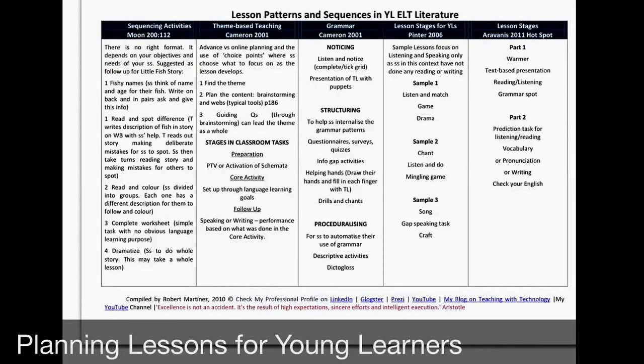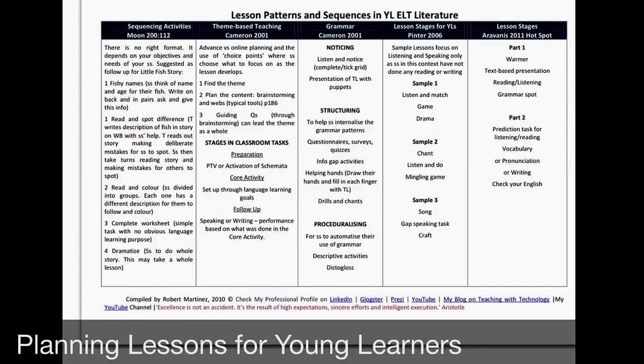She suggests, for example, in that little fish story, fishy names: students think of a name and age for their fish, so personalizing it. They write it on the back, and in pairs give this information, then they read and spot the difference. The teacher writes a description of the fish and story on the whiteboard with the students' help, then they read and color, then complete the worksheet, and then dramatize it.